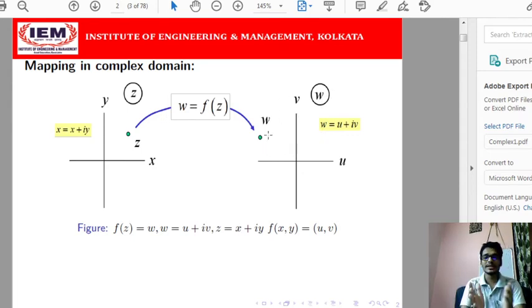So geometrically, whenever the complex value z is mapped to a complex value w by virtue of the function f, we are actually mapping one 2 dimensional geometrical figure from the z plane to the w plane. So the complex valued function can be identified as a mapping which maps some 2 dimensional geometrical figure from one 2 dimensional plane to another 2 dimensional plane.